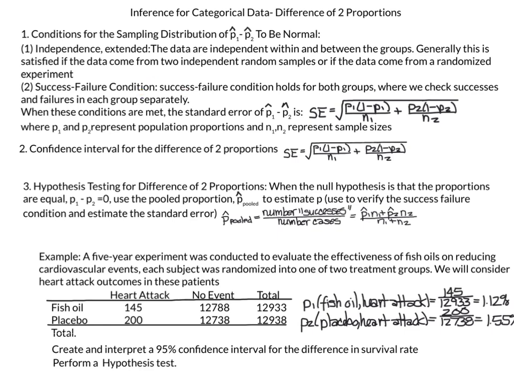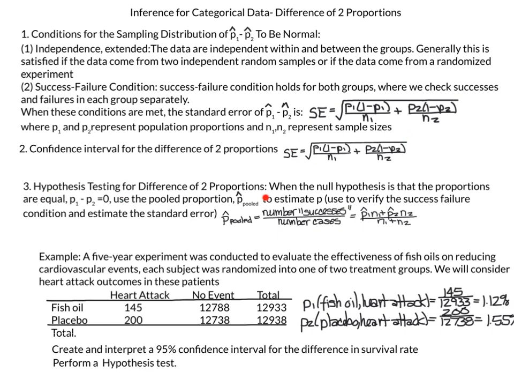separately. When these two conditions are met, then we have this formula for standard error, very similar to the standard error for one proportion, but now we have P1 times 1 minus P1 over N1 plus P2 times 1 minus P2 over N2, all square rooted. From there, because we know our distribution is normal, we can do a confidence interval for the difference of two proportions using our standard error. Remember, for a confidence interval, we don't know the population parameters P1 and P2, so we use P1 hat and P2 hat as an estimate.